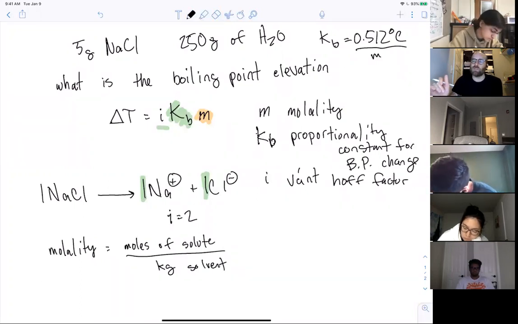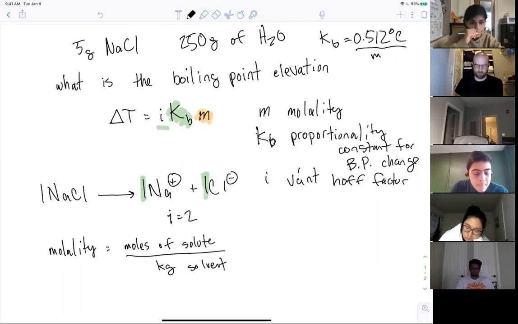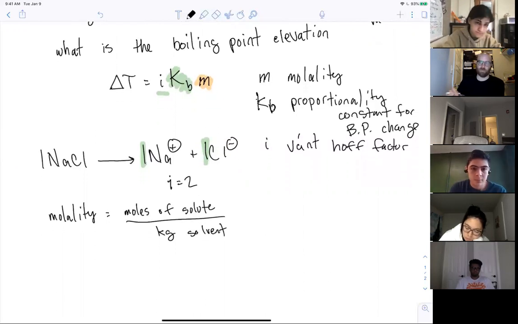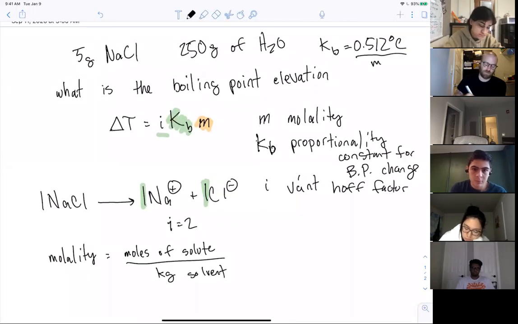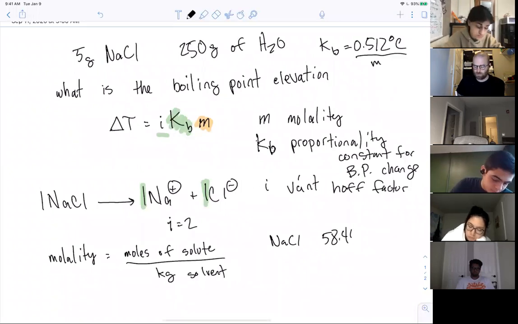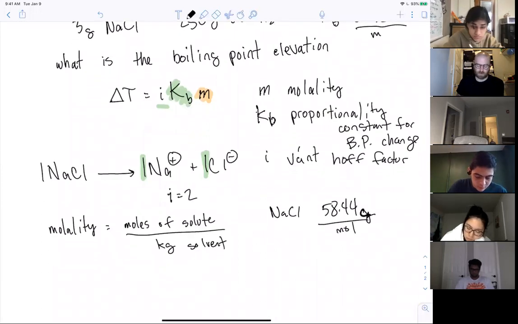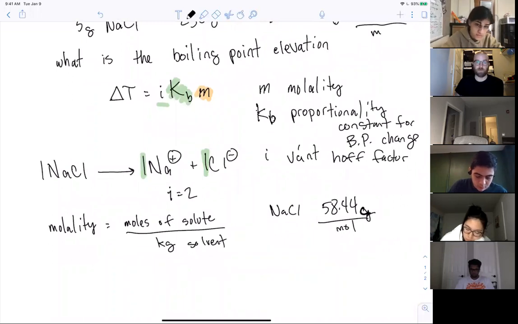Whoever wrote this problem, the units are a little bit confusing. It's 0.512 degrees Celsius per mole. Maybe it's just per mole. So yeah, even more unfortunate with the units in this one. So we give you the molecular mass of sodium chloride. It's 58.44 grams per mole.